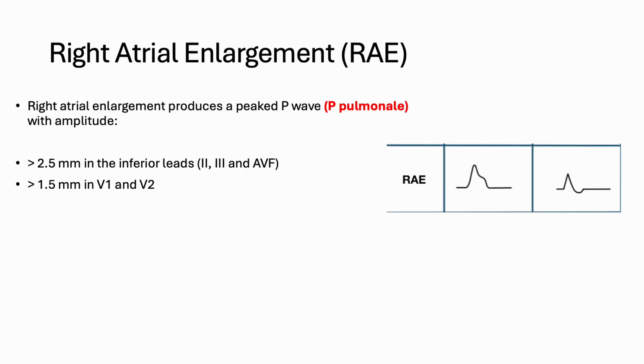As with the left, there are criteria that dictate what fits right atrial enlargement. A very large peaked P wave in the inferior leads is very telling of this. This pattern is termed P pulmonale. If we think about the right heart, its forward flow is to the pulmonary artery into the lungs, while it receives blood from the systemic venous circulation.